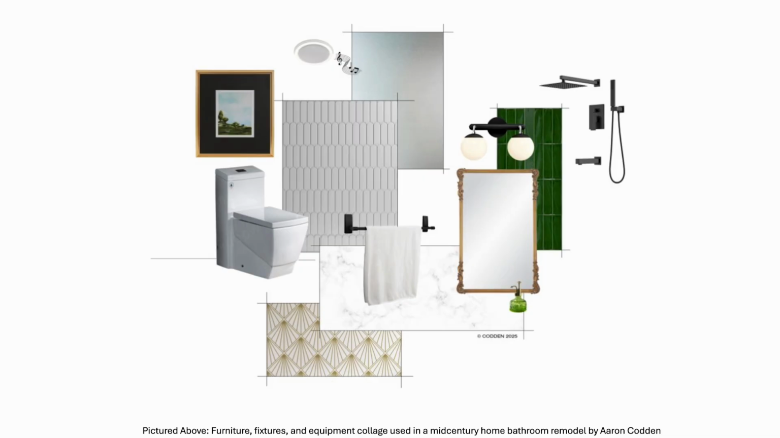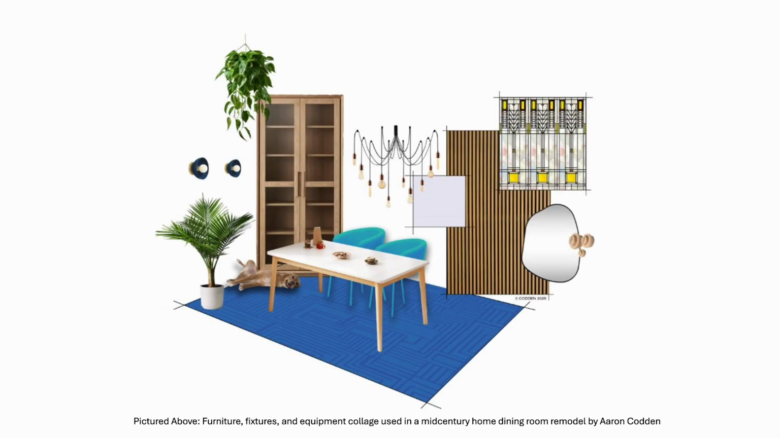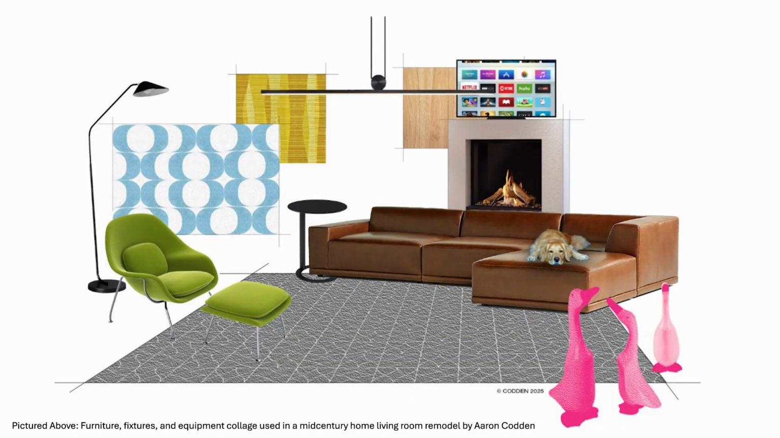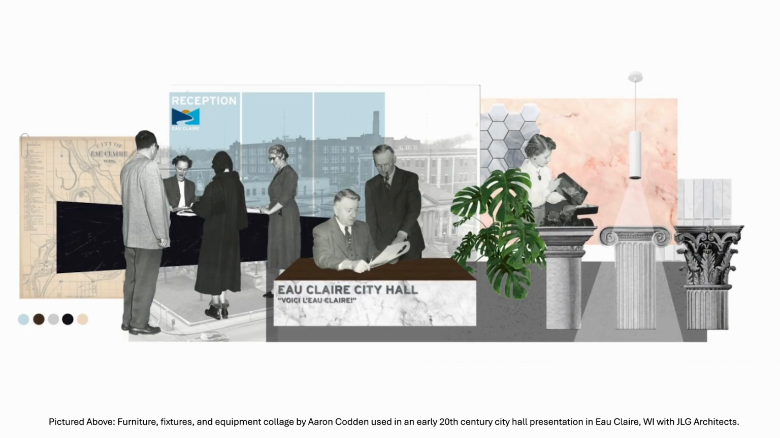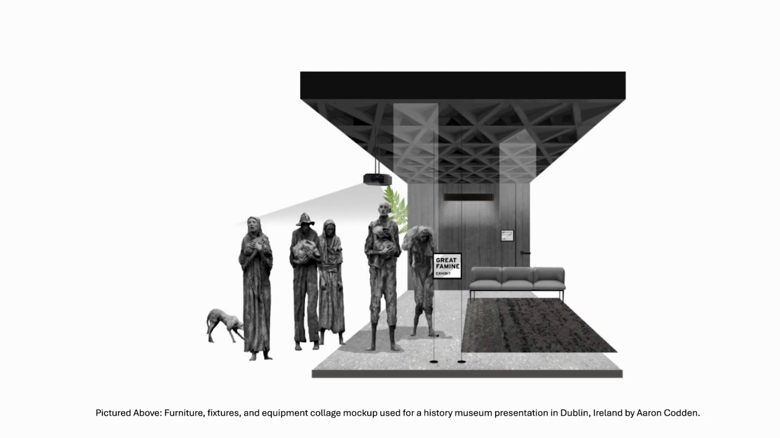So this is finishes I made for a bathroom design, some fixtures, furniture, and equipment for a dining space. The same thing, but for a living space. The same thing again, but this is actually for a city hall in Eau Claire, Wisconsin, very close to where I grew up. And I did one also for a museum design that I did in graduate school to give you a little vignette or sample of what an interior may look like without being too literal.